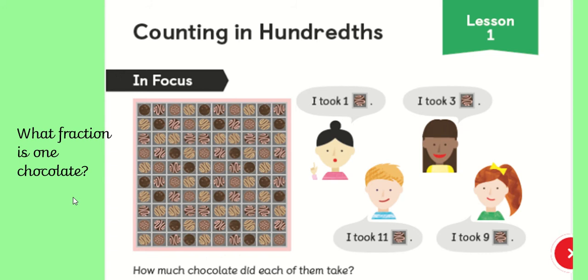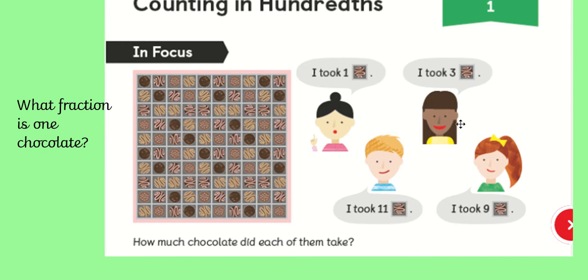Let's look at our in focus problem today. So our objective for today is counting in hundredths. Quite tricky to say, hundredths. You can practice saying it if you want to. This group of children all took different numbers of chocolates, and it wants us to know how much chocolate each of them took. We know here that we have got 100 chocolates. It's like a 100 square. It's just made up of chocolate. So what fraction is 1 chocolate?